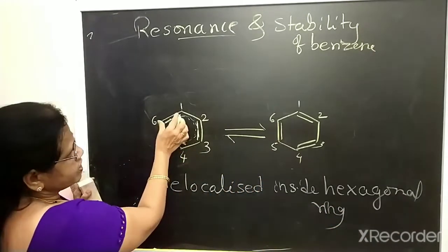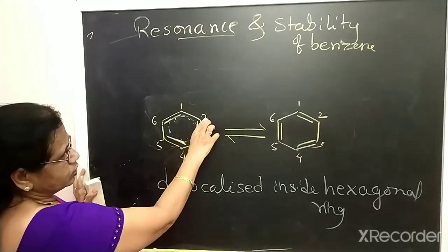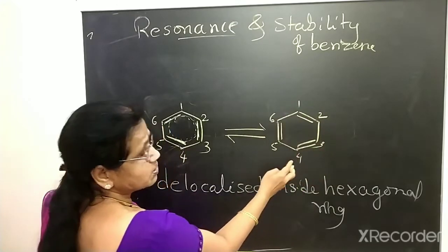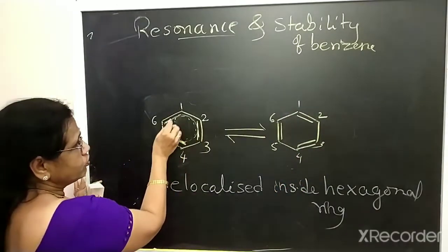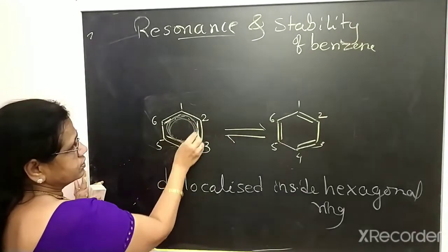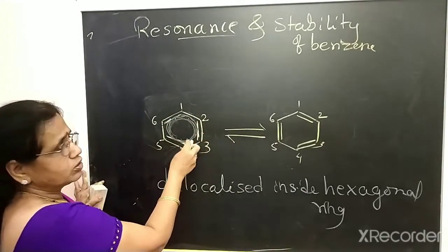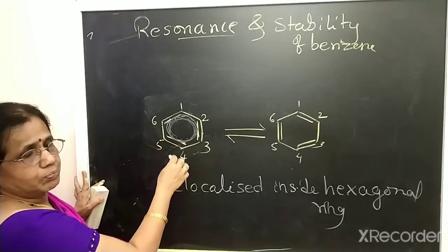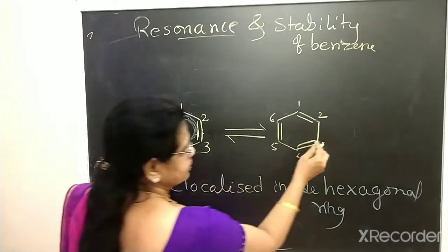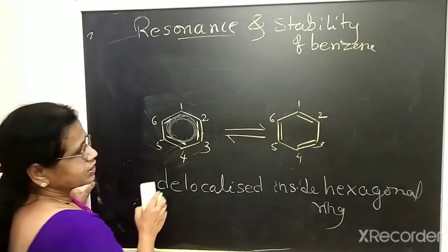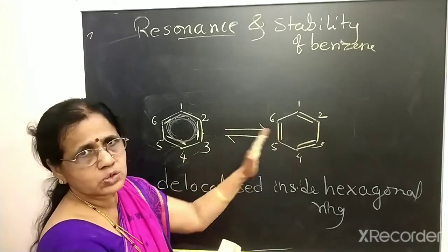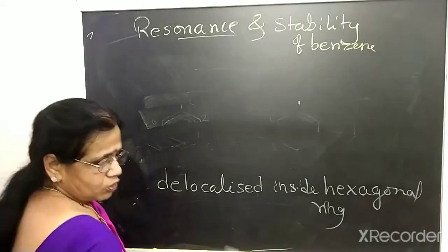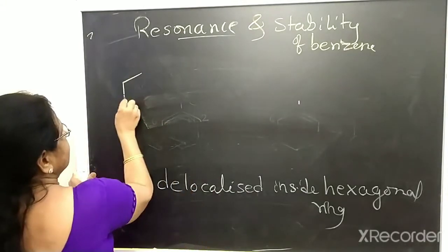So they are not fixed between 1, 6, 4, 5, 2, 3 in this structure, and they are not fixed between 1, 2, 3, 4, 5, 6 in this second structure. They are moving throughout that six-carbon hexagonal ring. They are related to all the 6 carbons. Therefore, benzene was considered as the resonance hybrid of these two structures according to valence bond theory. Because of that, it becomes stable.